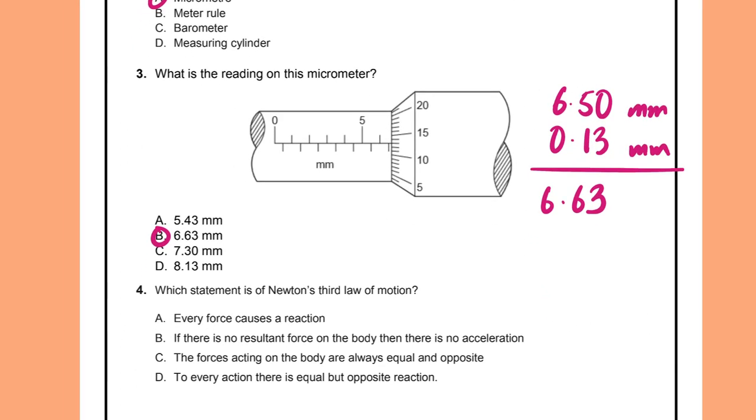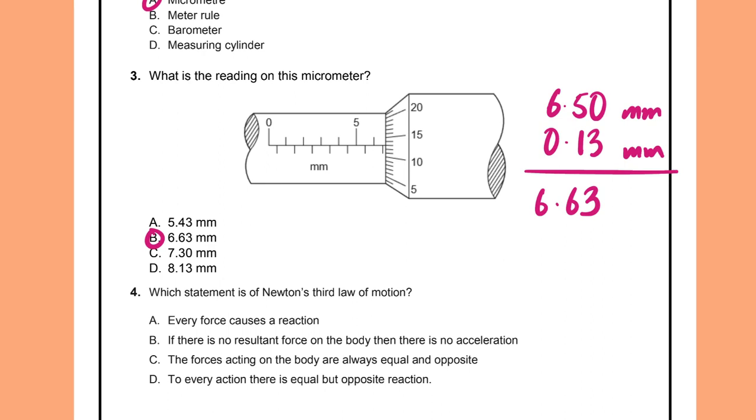Next, which statement is of Newton's third law of motion? Every force causes a reaction. Yes, but this is not clear enough, so let's see if we have something better in the later options. If there is no resultant force on the body, there is no acceleration. This is really a statement of Newton's first law. So this is really Newton's first, and in some way you can also say the second law. Forces acting on the body are always equal and opposite. May seem tempting as a correct answer, but this is wrong.